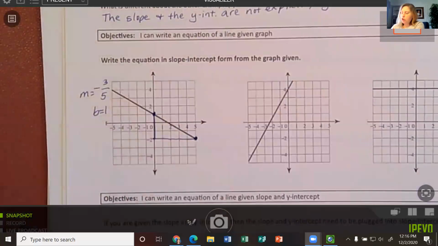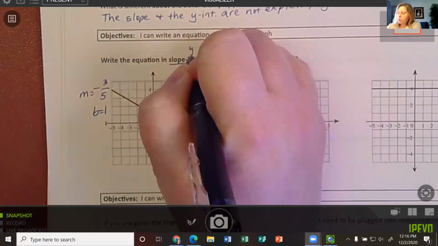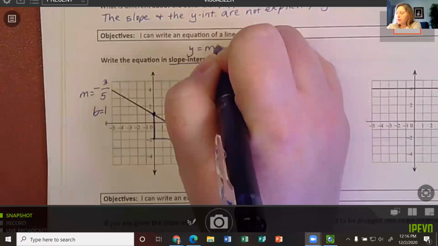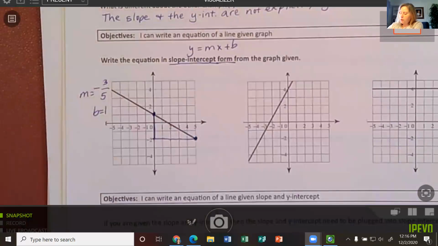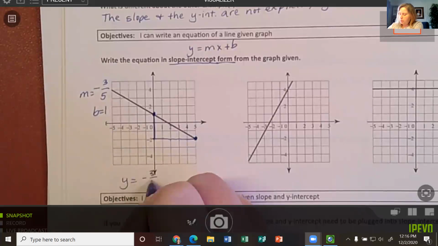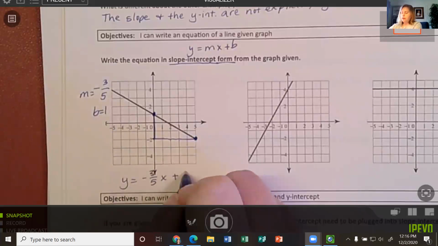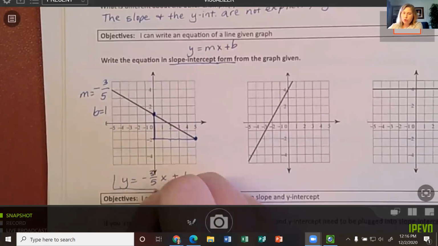So that's enough information for me to write the equation of the line in slope-intercept form. Remember, slope-intercept form is y equals mx plus b. So this equation would be y equals -3/5 x plus 1. Okay, so that's our slope, -3/5, and that's our y-intercept, 1. Okay, example 2.